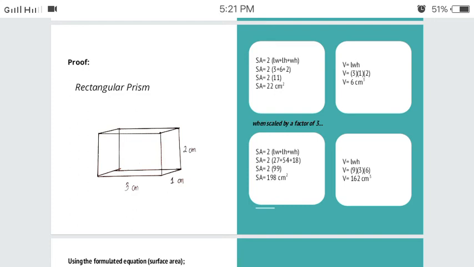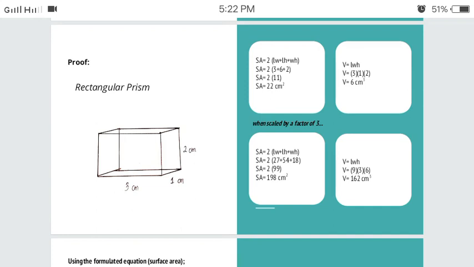For the volume, that is length times width times height. So the volume is equal to 3 times 1 times 2. That is 6. So the volume of the rectangular prism is 6 cubic centimeters. When scaled by a factor of 3, the surface area is equal to 2 times (length times width plus length times height plus width times height). So that is 2 times (27 plus 54 plus 18), which is 2 times 99, equal to 198 centimeters squared. So the surface area of the rectangular prism when scaled by a factor of 3 is 198 centimeters squared.